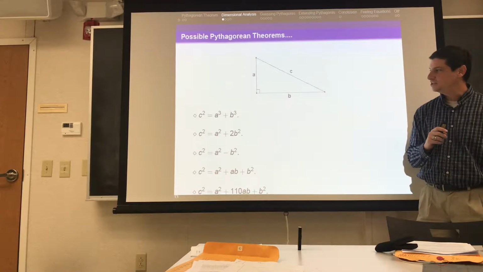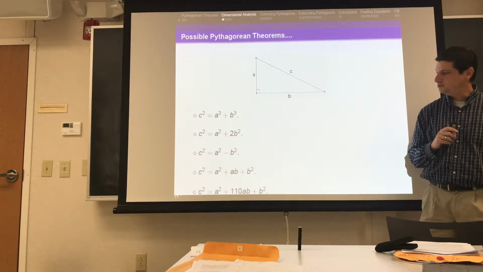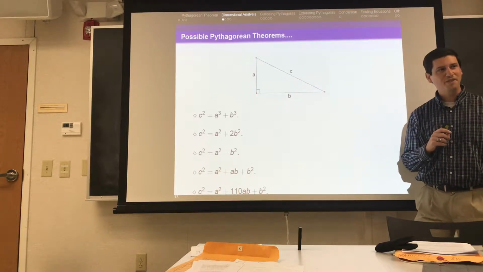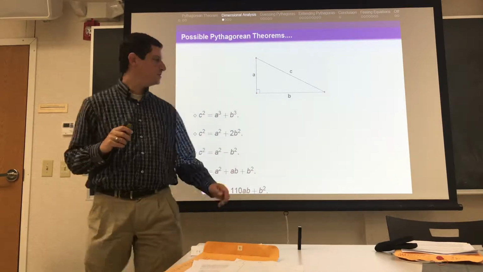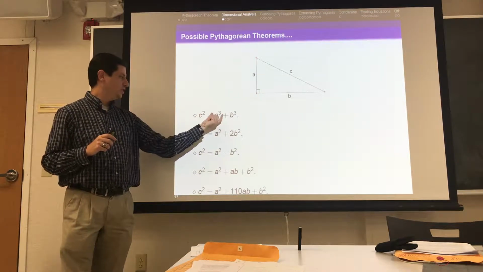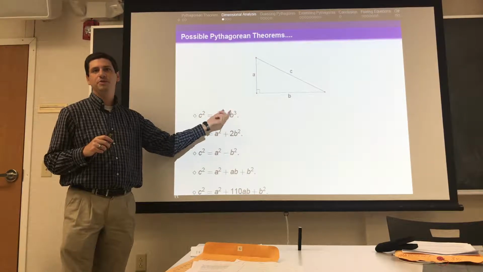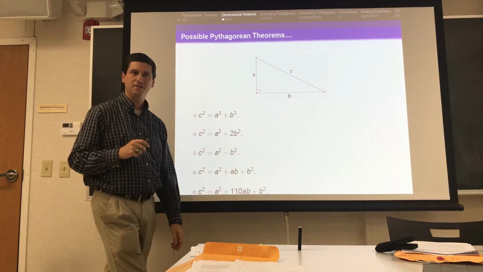We have 5 candidates for the Pythagorean theorem. Any of them right? No. But which one of them at least has a chance of being right? So could the first be correct? Why not? Units. This is an area, this is a volume. So this is clearly off. What about the second one? Units work.